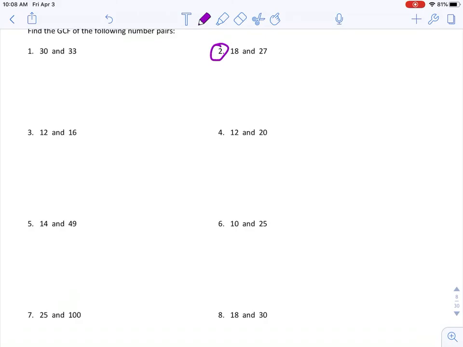So for number 2, let's see, for 18, I know 1 times 18 is equal to 18. I also know that 2 times 9 is equal to 18. And I also know that 3 times 6 is equal to 18. 4 doesn't work, 5 doesn't work. Okay, so we've kind of gone through all our options there.